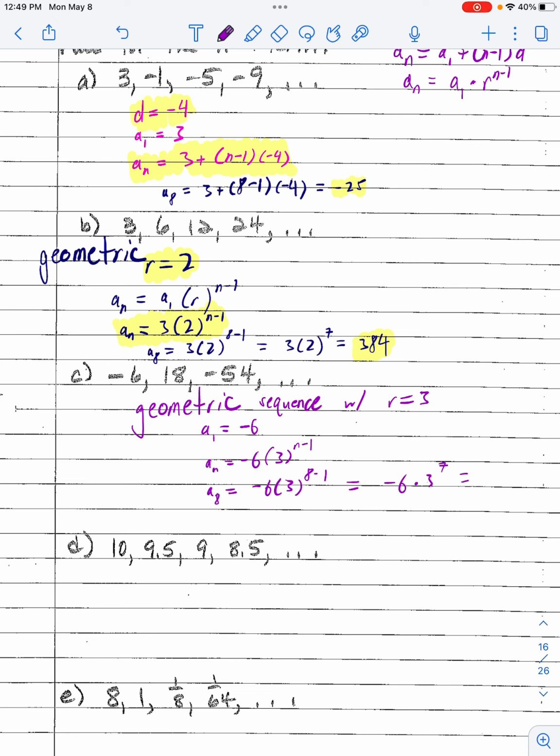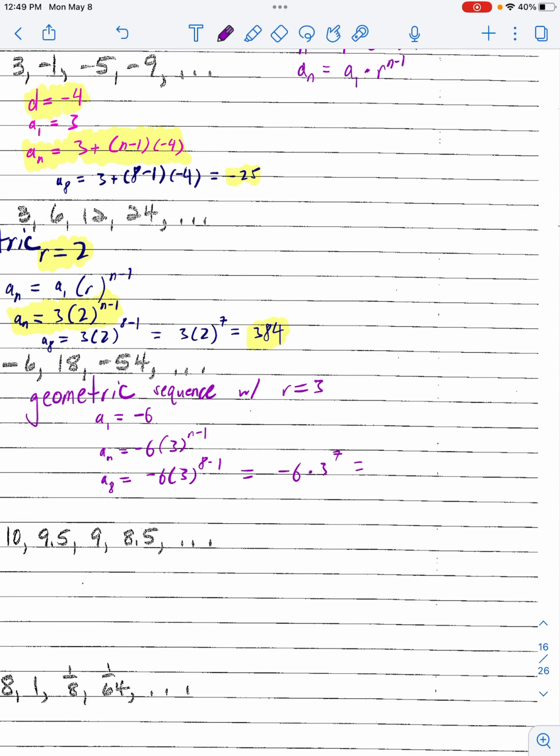Let me use the calculator here. Times negative 6. That's negative 13,122. There's the eighth term. There's an explicit rule. All right. Common ratio they wanted as well.